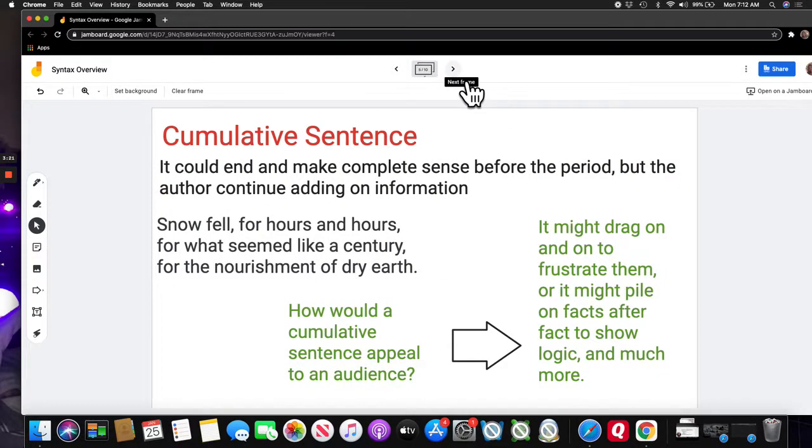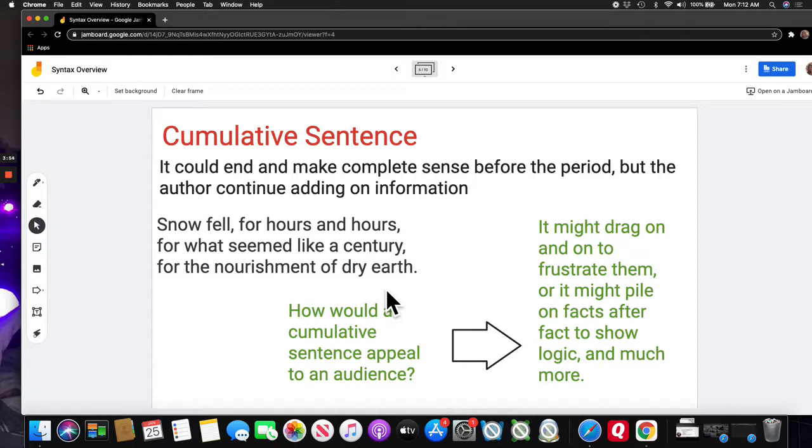Then, like I said, this is building on it, right? So I still have my simple sentence here, snow fell. But for a cumulative sentence, the idea is this sentence could end right here and make complete sense. But the author has chosen to continue adding on more and more information after that part. So for hours and hours, for what seemed like a century, for the nourishment of dry earth, and it keeps going on and on.